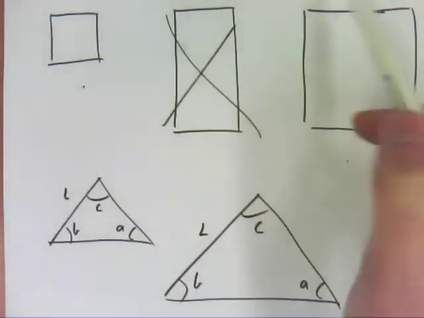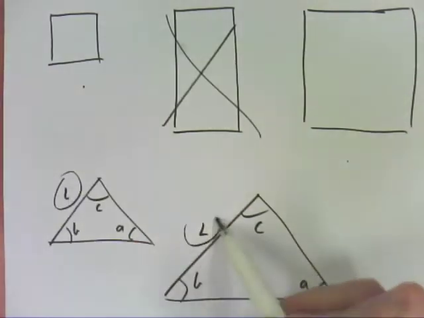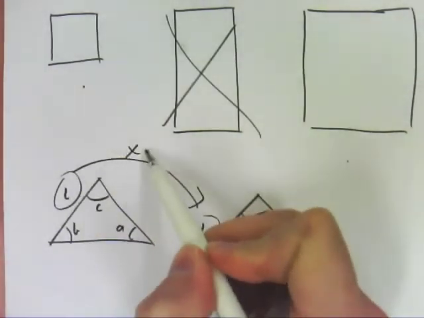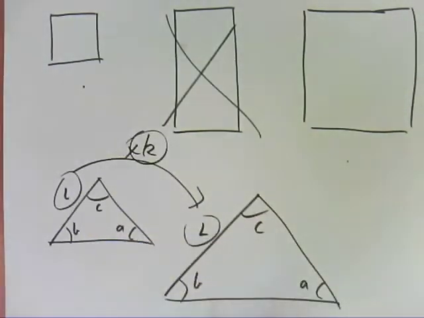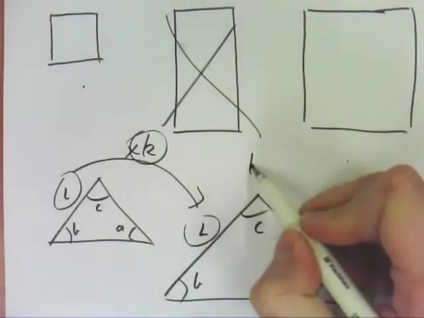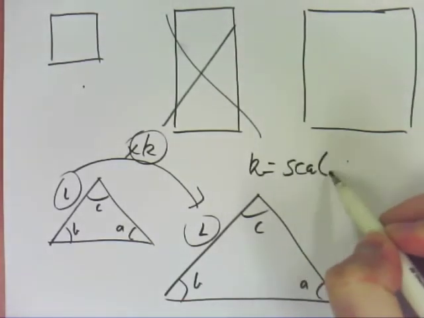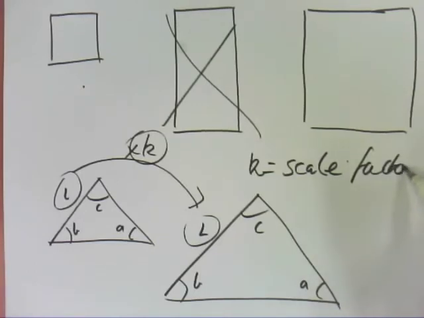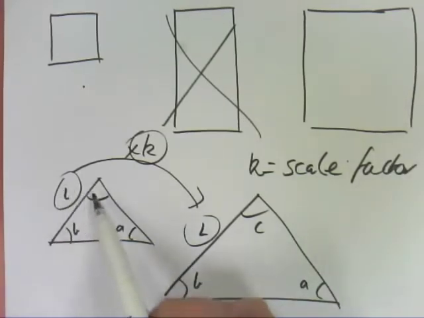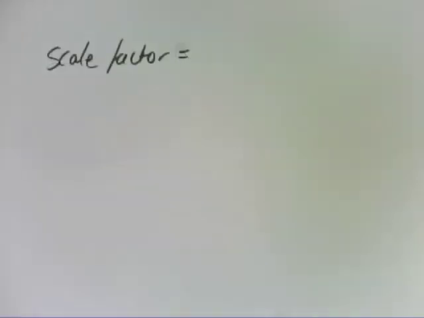So they're different sizes, so we can work out something called the scale factor, K. Okay, so K equals what's called the scale factor. So it's really what you multiply the smaller one by to get the bigger one, and that's what we're going to have a look at now and how to use in a question.